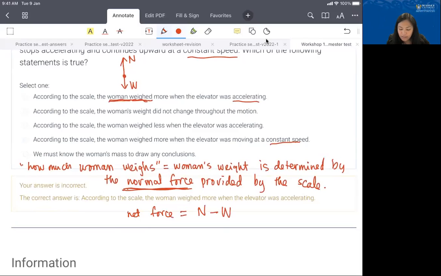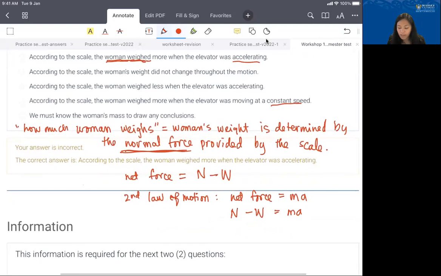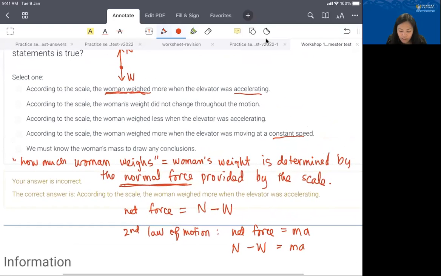Let's look at the different situations now, because Newton's second law of motion depends on whether you're accelerating or not. Net force is equal to mass times acceleration, right? That's the second law of motion. So the net force, that's N minus W, is the left-hand side of the equation, and that's equal to mass times acceleration, the right-hand side. Now let's look at the first scenario.